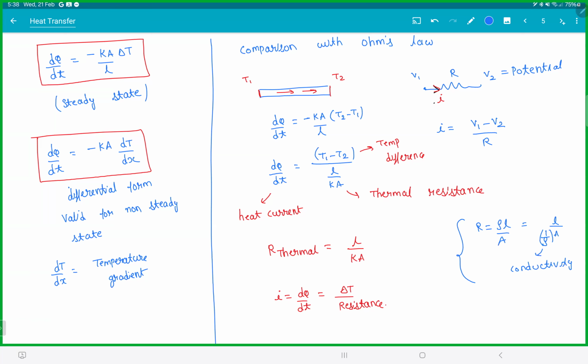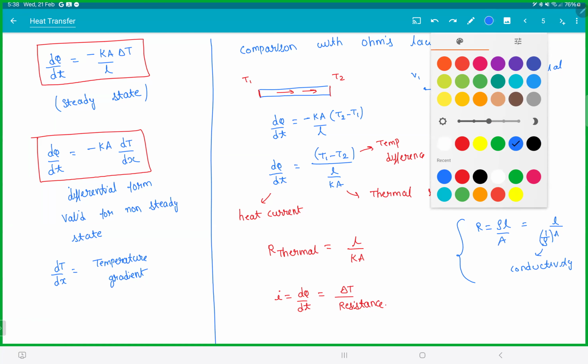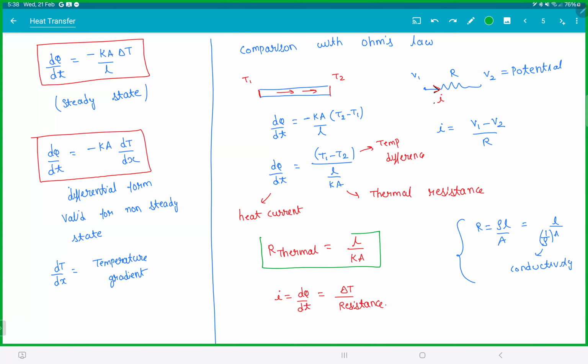This property is very important, because I'll tell you one thing. You're calling it I, you're calling it dQ by dt. What will Max say? Max will say you just changed the alphabet, isn't it? As long as mathematically the equation looks the same, Max doesn't care what you want to call it. You can call it I, you can call it voltage or temperature, you can call it resistance or L by K, it doesn't matter. You can copy down this. R thermal is L by K, delta T by resistance, heat current.